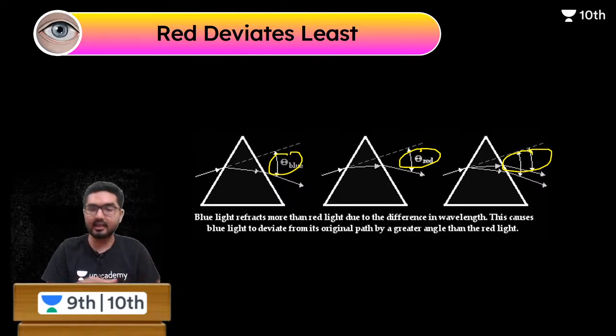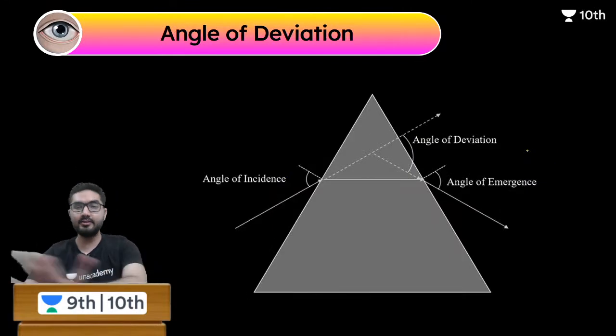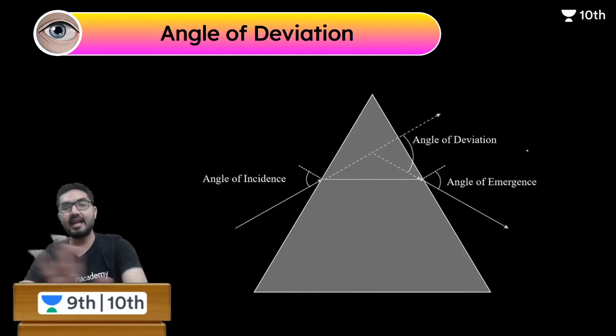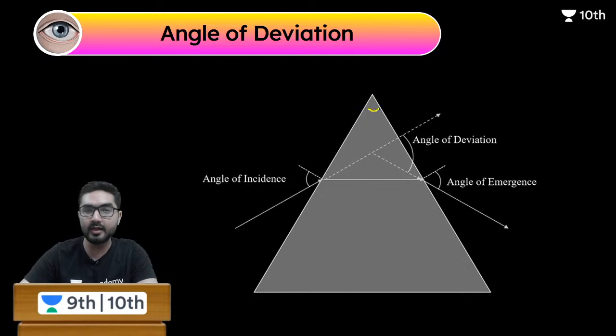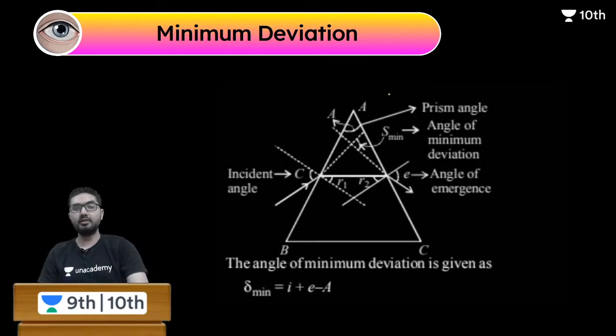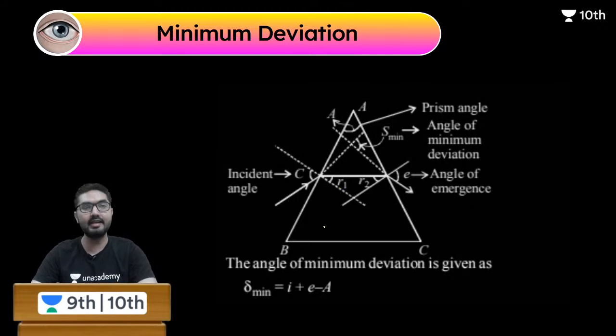So let us now get started with another one, right? So this is the angle of deviation, incident and emergence, and you can learn another important thing as well. This is called the angle of prism, right? So this is an important formula. What is the minimum deviation? The angle of deviation is given by I plus E minus A.